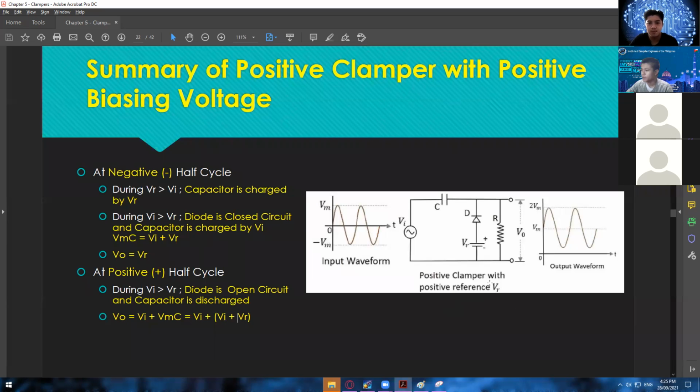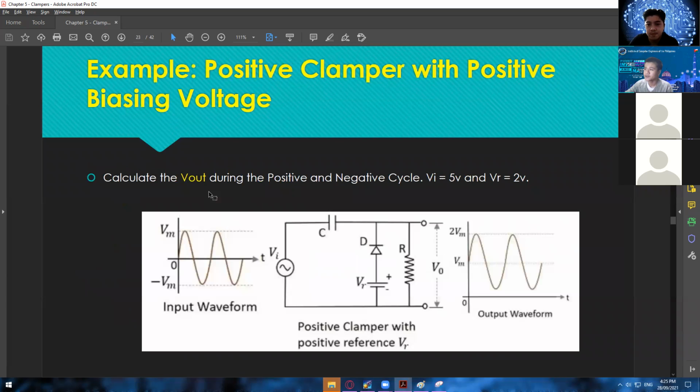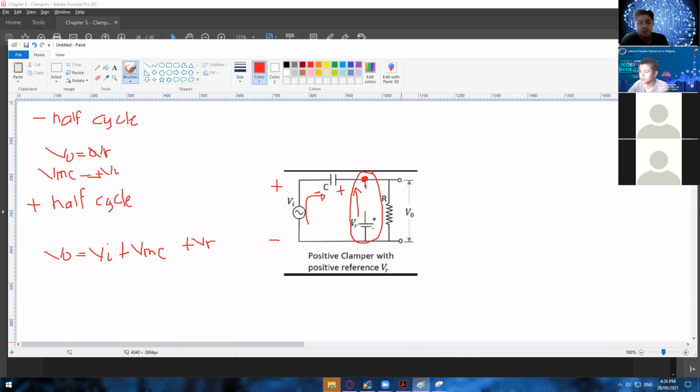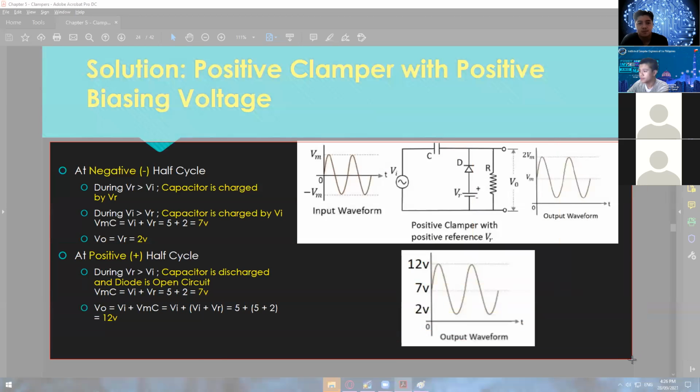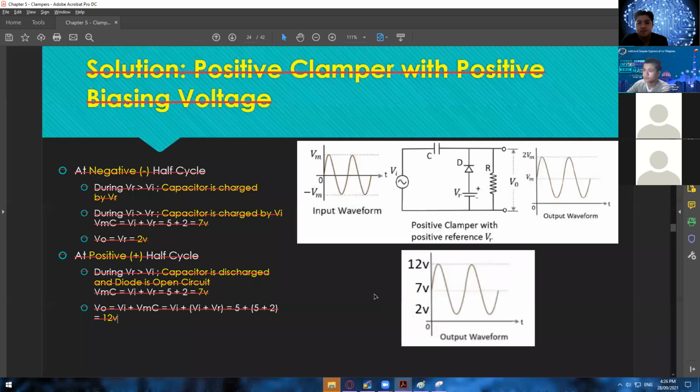Well, anyway, let's have an actual example, so that we'll easily understand this one, the positive clamper with positive biasing voltage. So let's have this example: calculate the V out during the positive and negative half cycle. VI is equal to 5 volts, and the reference voltage is equal to 2 volts. Okay, so let's go straight with the solution.